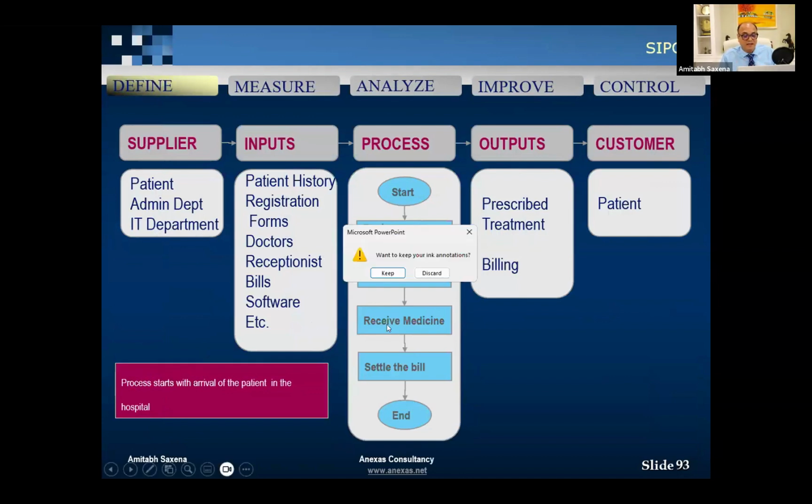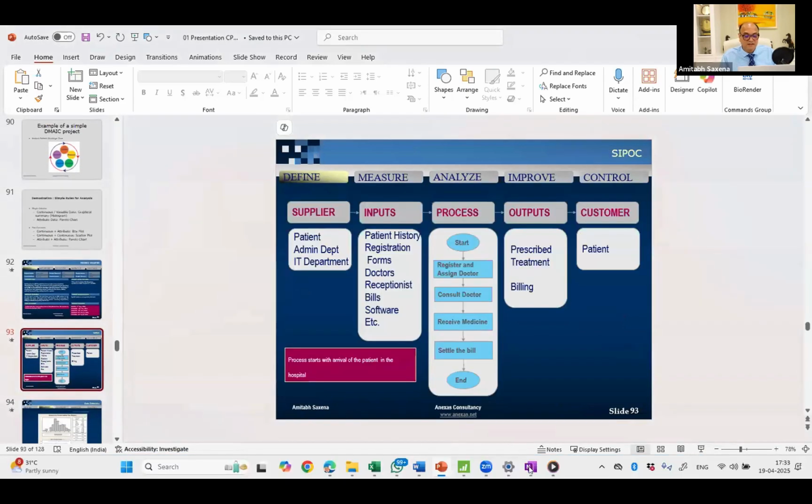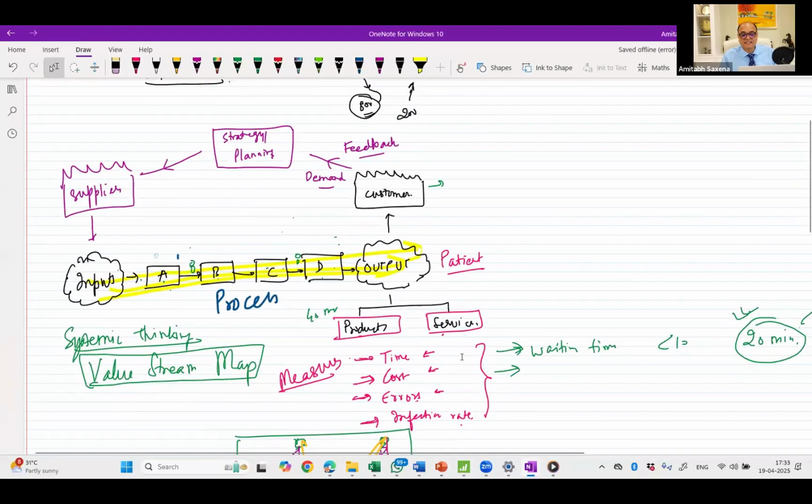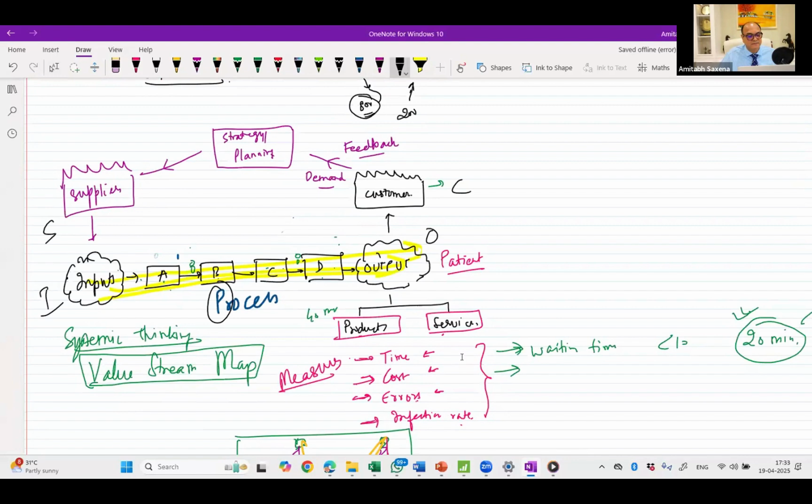Now, what is the SIPOC? Again, taking you back: S is supplier, I is inputs, P is process, O is output, and C is customers. SIPOC, to have a systemic thinking. Because the problems are in the process. They are not in the people. See, your waiting time is high not because your people are lazy. It is somewhere related to the process.